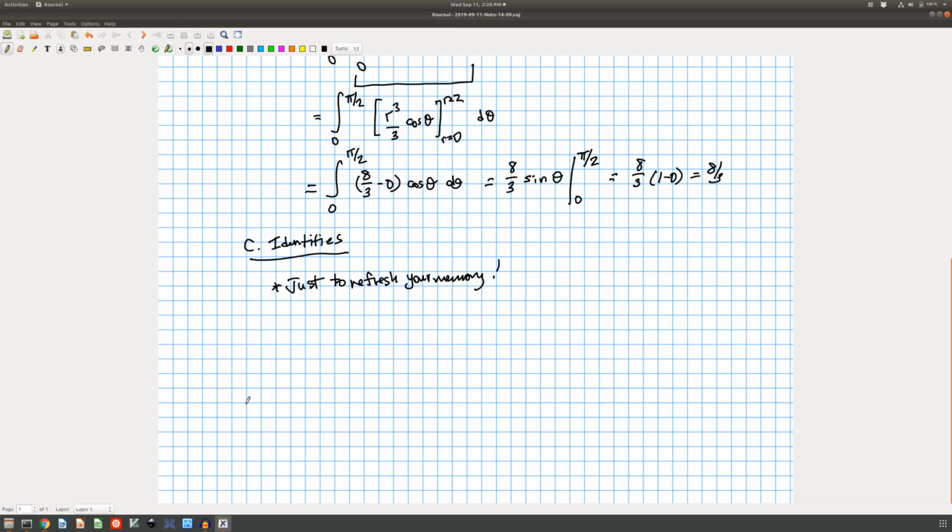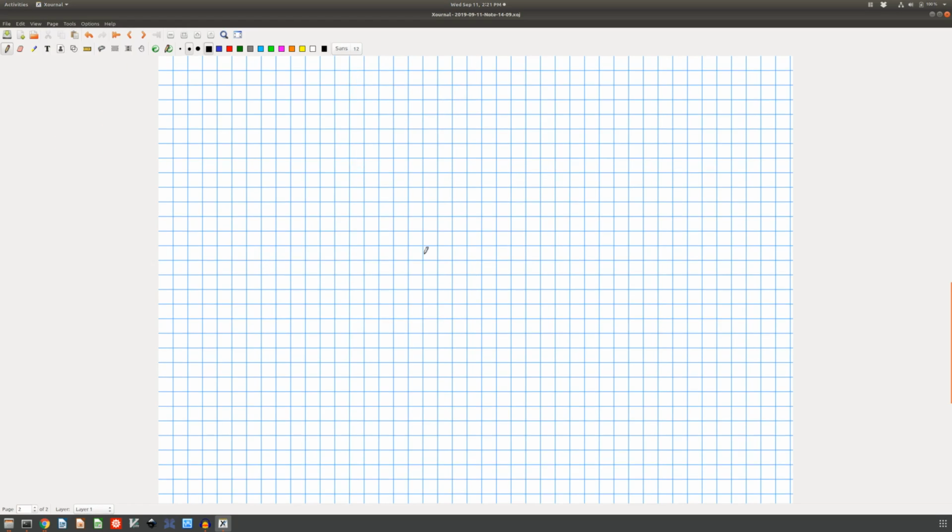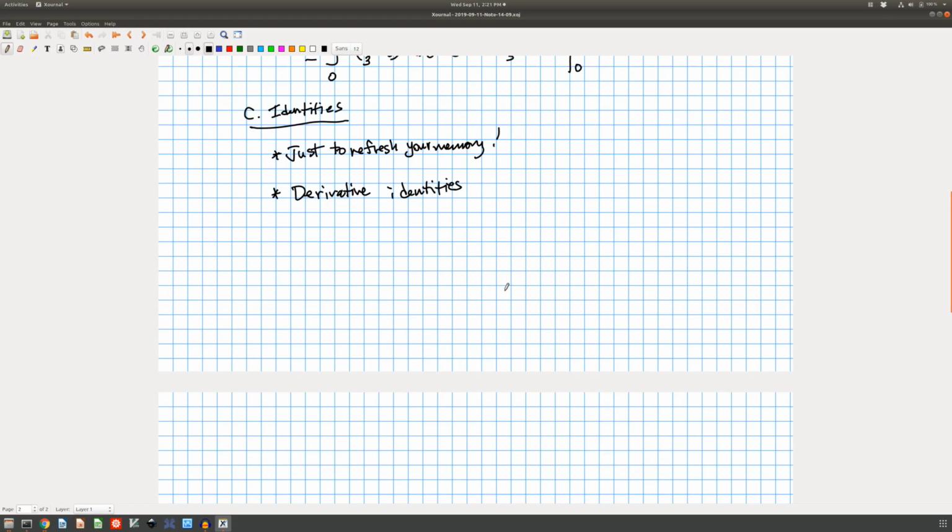Okay, because we'll see these later. So here are some derivative identities. And let me add a new page here.